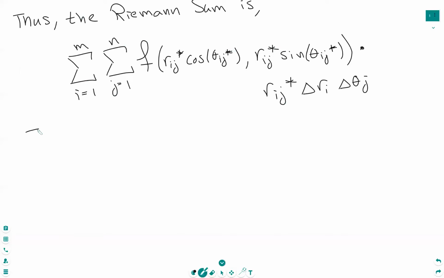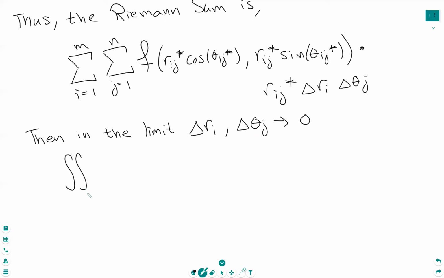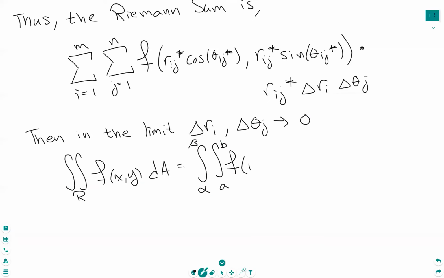So then in the limit, where both of these are going to 0, we get that the double integral over the region R of f of x and y dA is the integral from alpha to beta, the integral from a to b of f of r cosine theta, comma, r sine theta, r dr d theta.